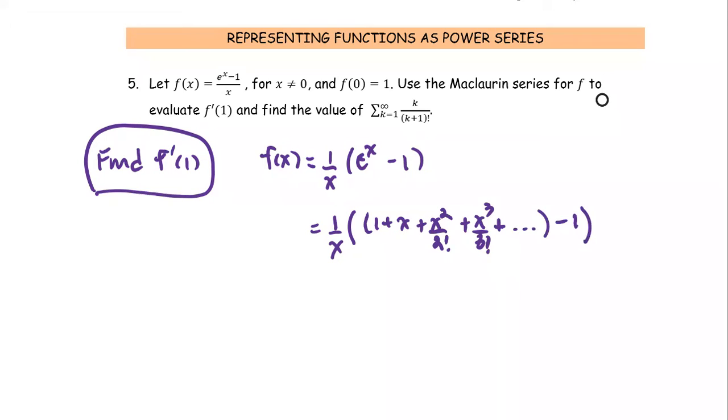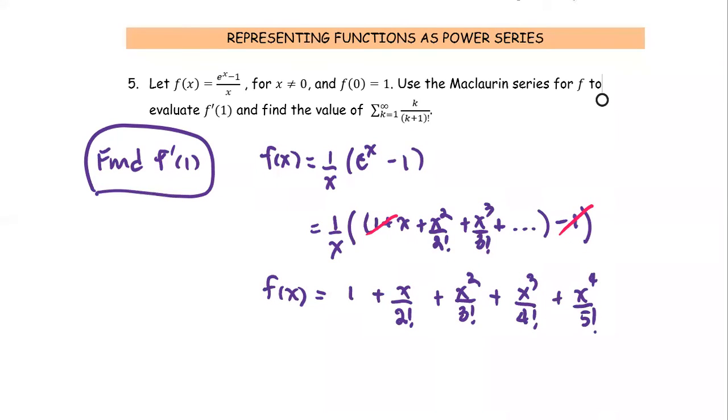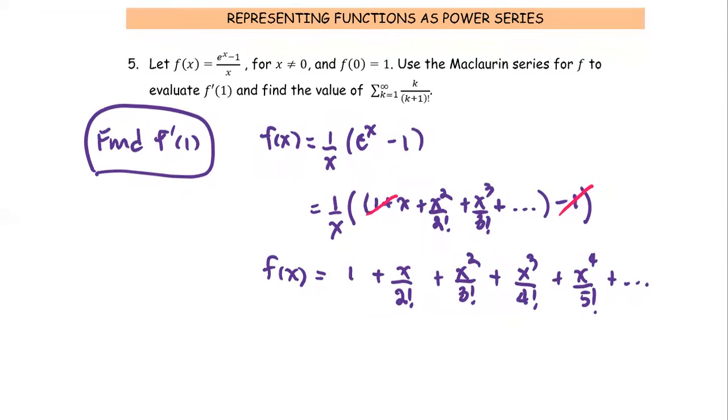Simplify the function by canceling 1 and negative 1 and multiply all by 1 over x to get f of x as 1 plus x over 2 factorial plus x squared over 3 factorial. If you repeat the pattern, that would be x to the third over 4 factorial plus x to the fourth over 5 factorial and so forth.